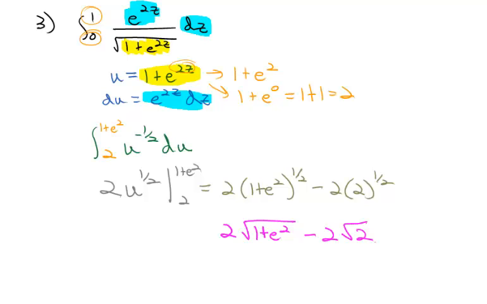If we want to get a numerical value, we can type this in our calculators. 2 times the square root of 1 plus e squared minus 2 times the square root of 2. And you get this nice, pretty 2.9643 approximately is the area underneath this ugly curve. So the only really new thing we're doing today is we have values now that we can plug into our integrals. We're evaluating the area underneath the curve.